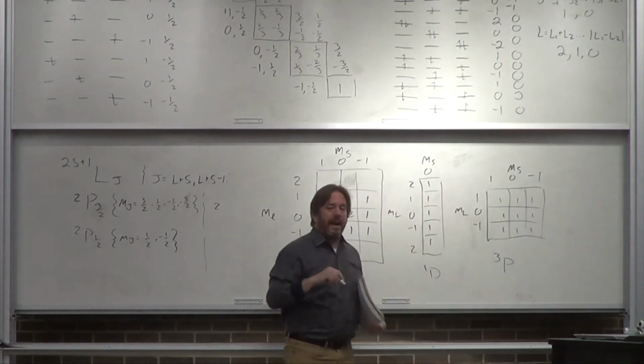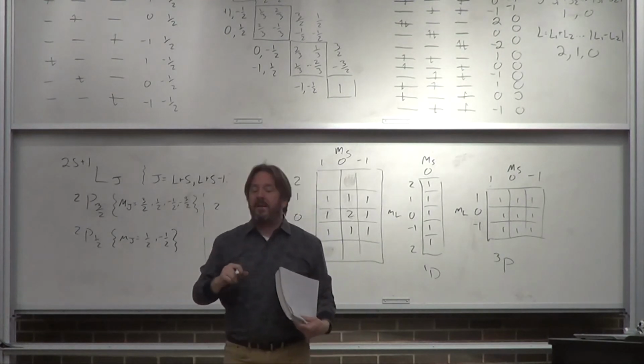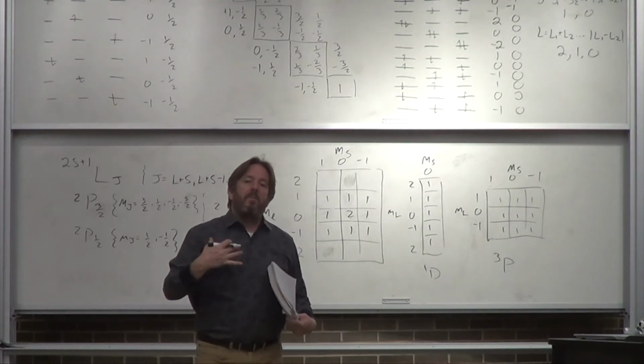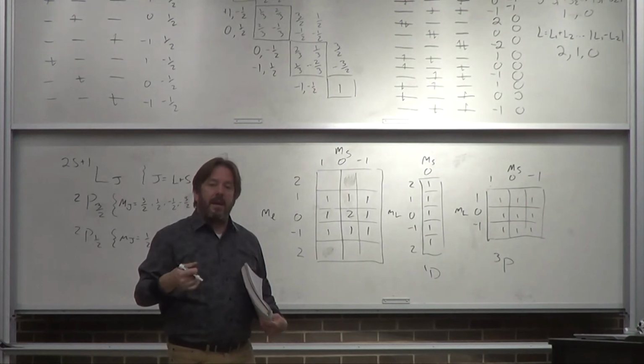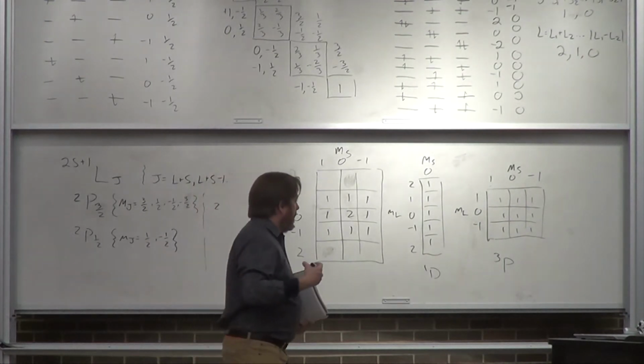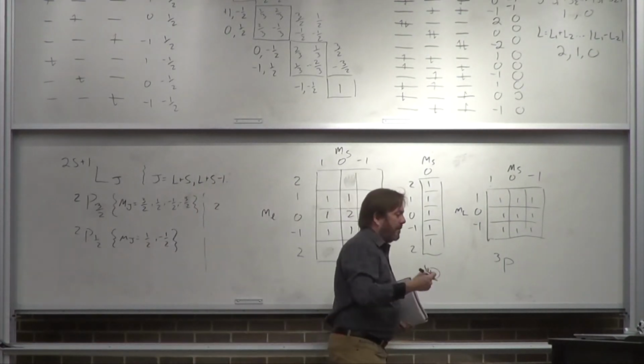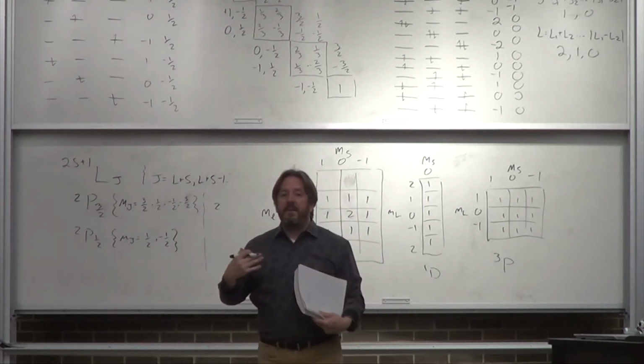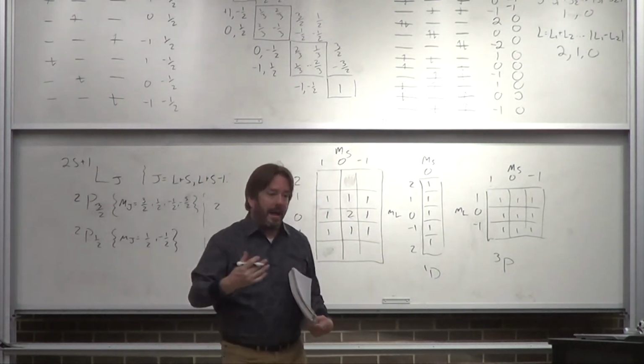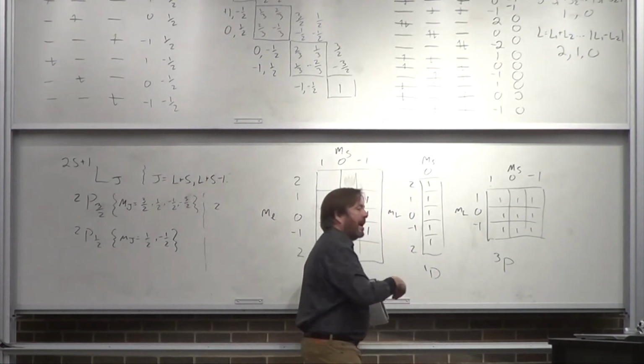Right, now double check. How many states are there? There's clearly 9. Does that make sense? The number of triplet states is 3, and the number of P states, px, py, pz is 3. 3 times 3 is 9. There's 9 states. There you go.